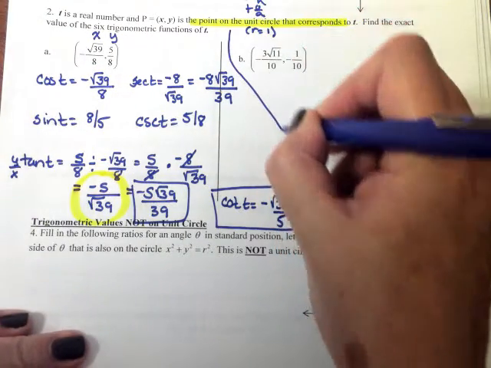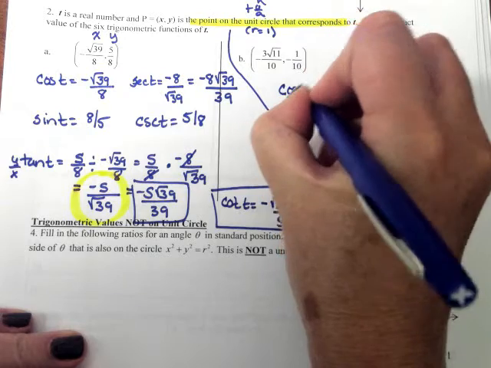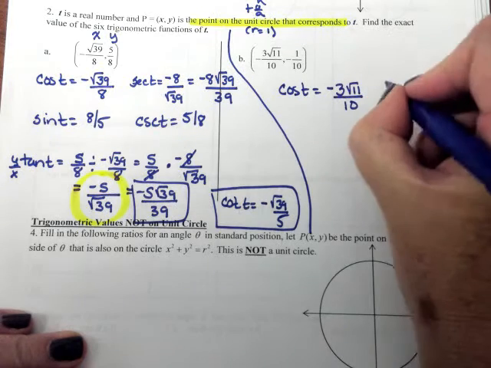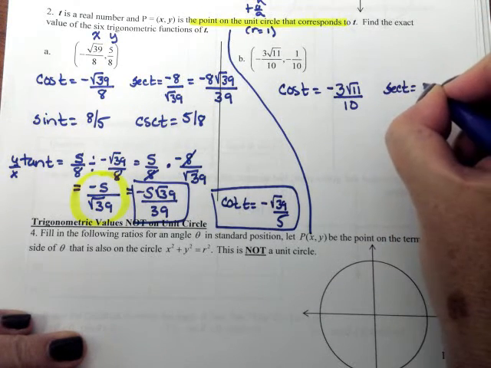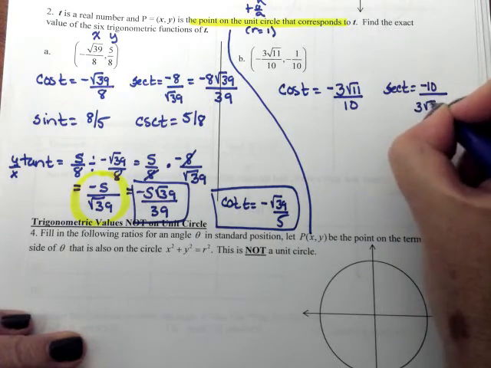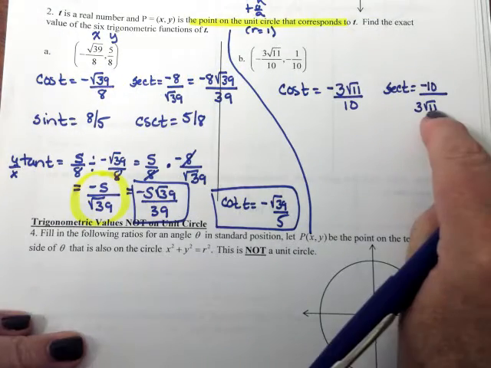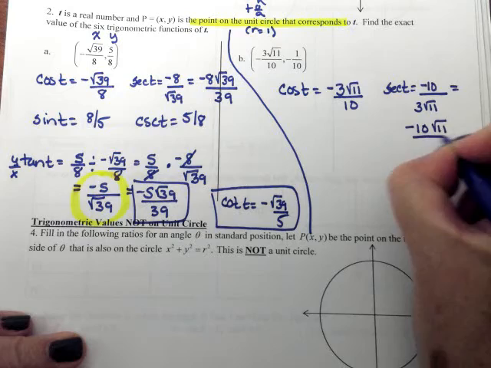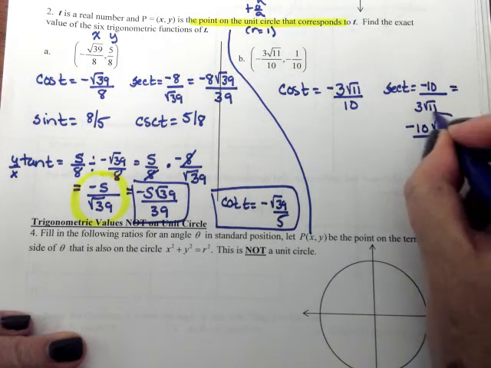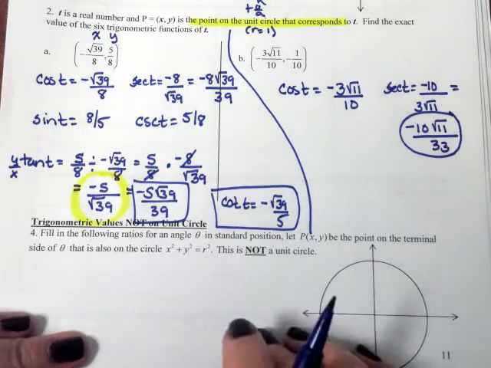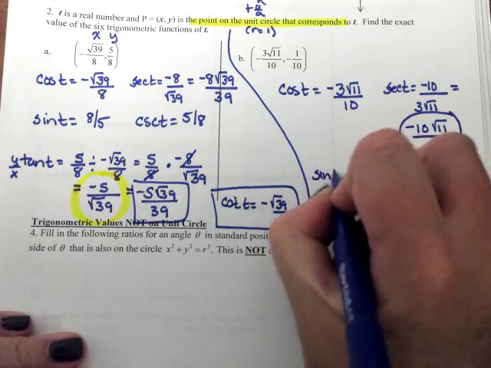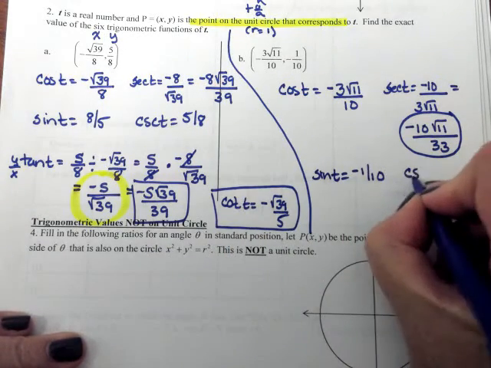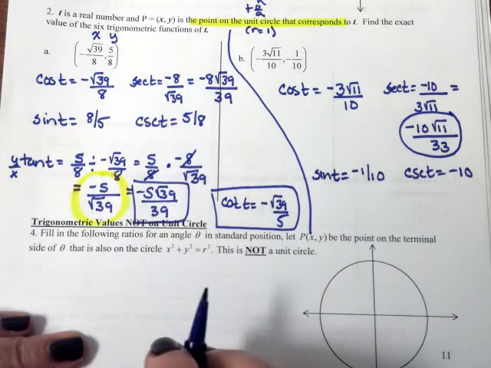So for example, when you take a look at b, again, the cosine of t is the same as my x coordinate, which is negative 3 square root 11 over 10. The secant is going to be negative 10 over 3 square root 11. So I have to multiply top and bottom by square root 11. So this is going to be negative 10 square root 11 all over 3 times 11, which is 33. The sine of t is the same as the y coordinate, which is negative 1/10. Its reciprocal is going to be negative 10 over 1, or just negative 10.